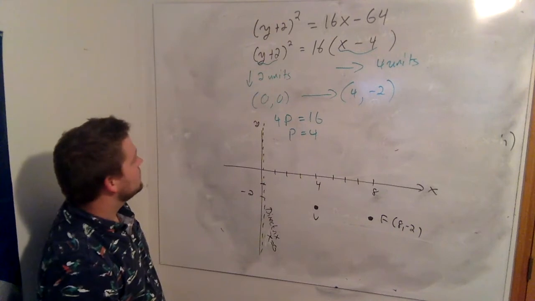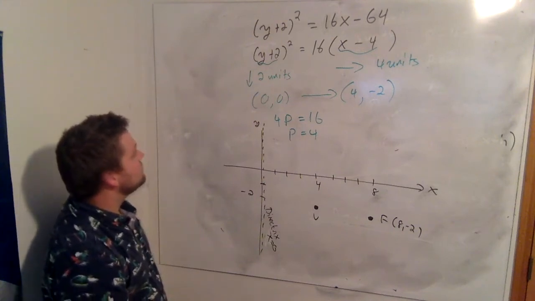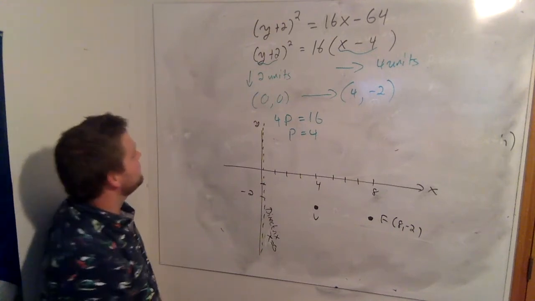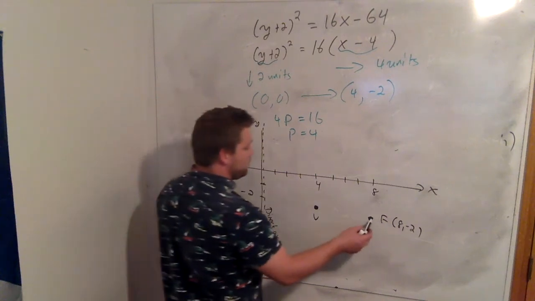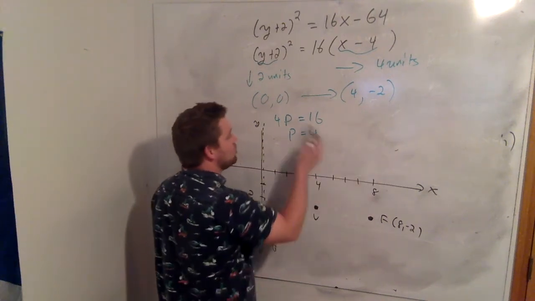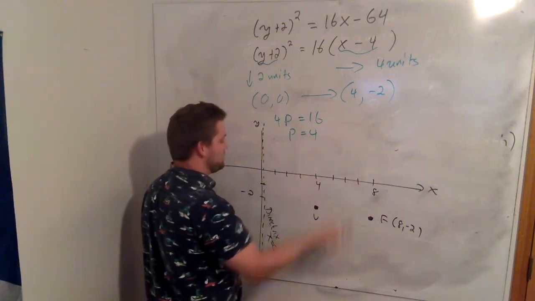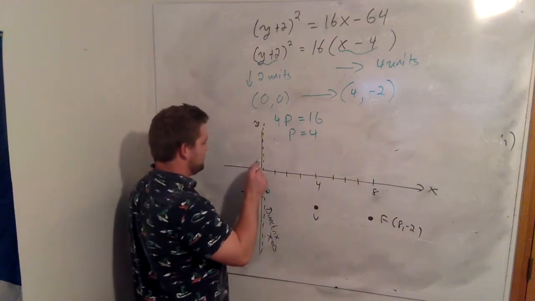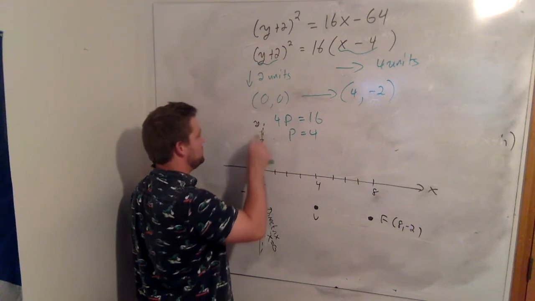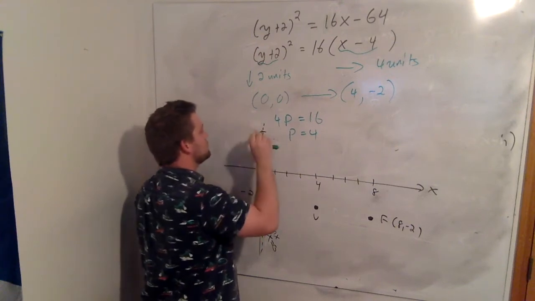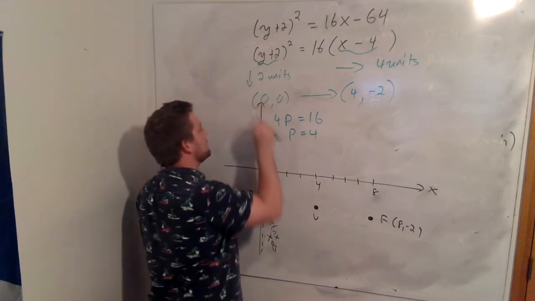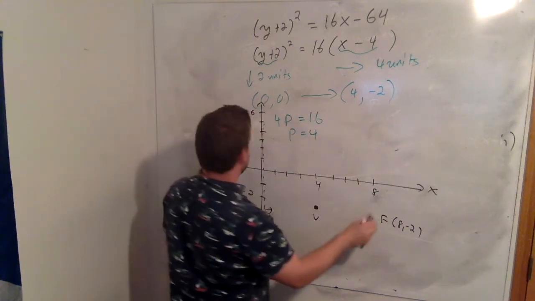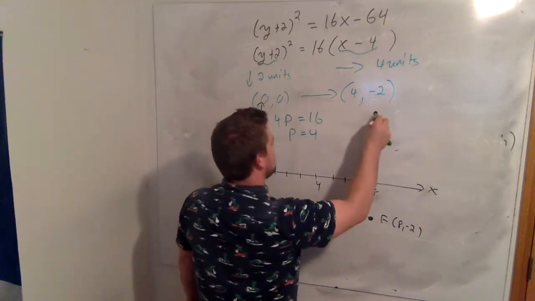Okay. So what do we need to do now? We need to figure out the endpoints of our focal diameter. So from the focus, we need to go up and down 2p units. So we need to go 8 units up and 8 units down. So I need to go an extra 6 units. 1, 2, 3, 4, 5, 6. Okay, so this will be a point on our parabola.